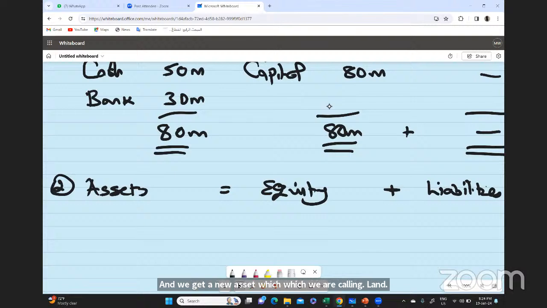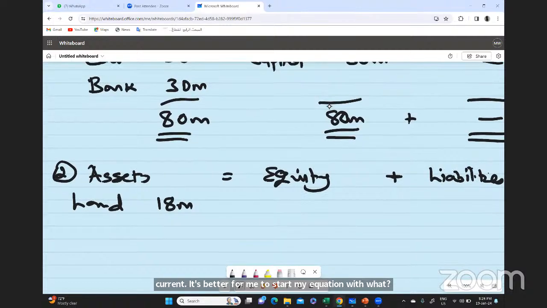Now, in the nature of presentation, it is not so neat to start with current assets and then bring non-current. It is better you start with non-current and then bring current. Given that land is non-current, it's better for me to start my equation with land, which I have gotten.